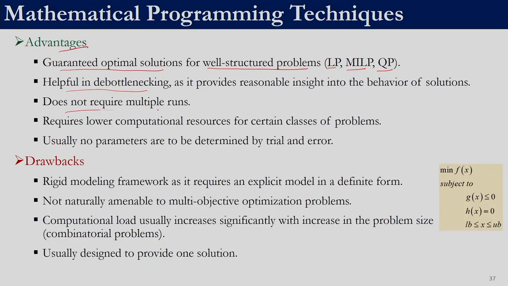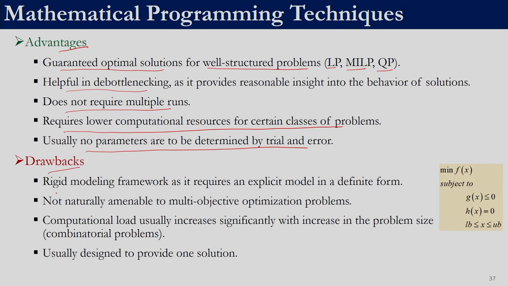It does not require multiple runs, which is the case in metaheuristic techniques. The same technique for the same problem will have to be run multiple times because it involves stochasticity. That is not the case in mathematical programming techniques. Again, it requires lower computational resources for certain classes of problems, and there are no parameters to be set by trial and error, which is the case in metaheuristic techniques. Those are the advantages of mathematical programming techniques.